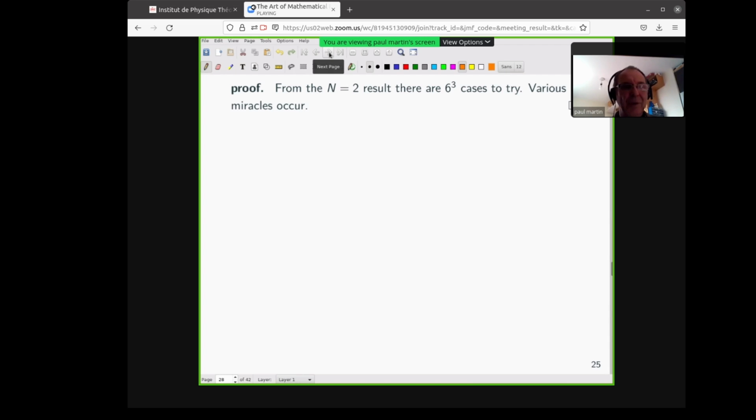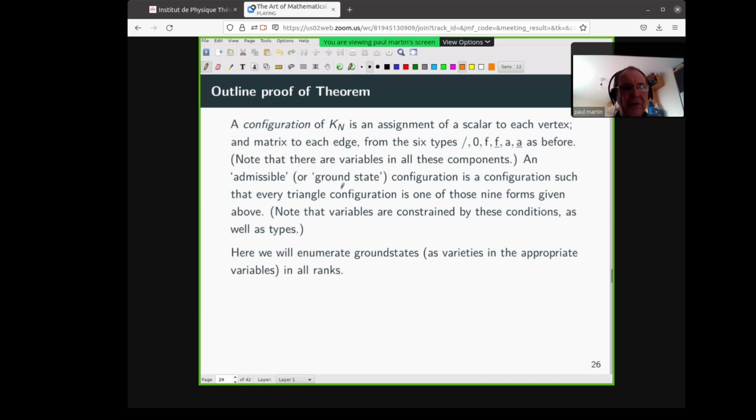Let's skate over the proof of that. You can see various miracles occur. So how are we going to prove the general case? We need an assignment of a scalar to each vertex of the complete graph Kn, and a matrix to each edge of the 6 types. So that's the slash, the 0, the f, and then the f underline and the a underline. That would be the f and the a, but on the oriented edge with the opposite orientation.